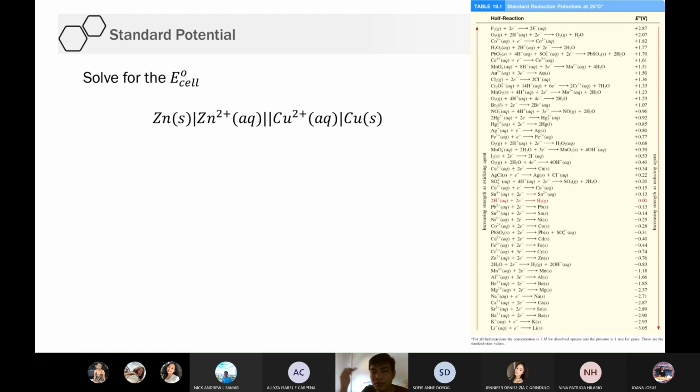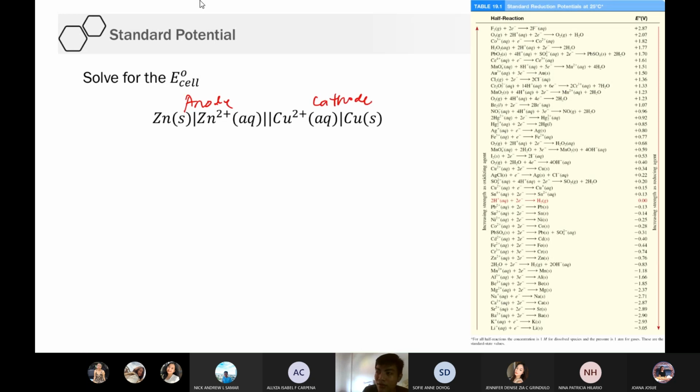Okay. So, let us try to solve for the cell potential of this reaction. Paano gagawin ko dito, sir? O, ganito lang. Hanapin mo yung anode, hanapin mo yung cathode. So, ito yung anode, obviously. Ito yung cathode, obviously.